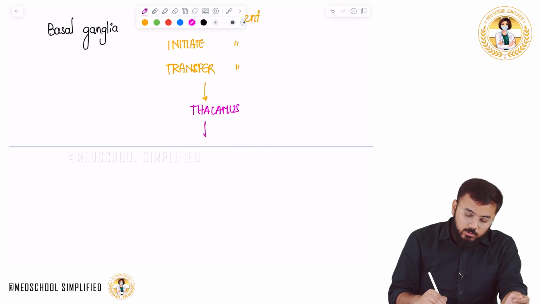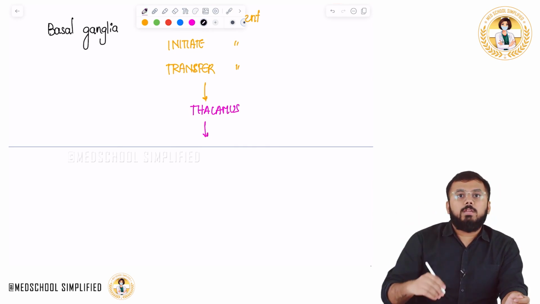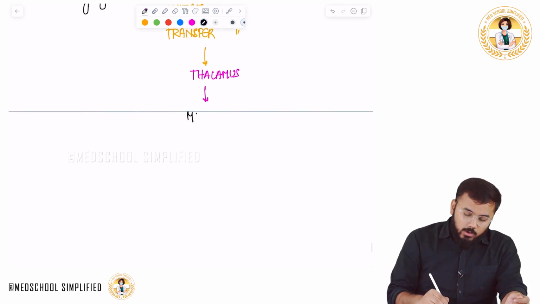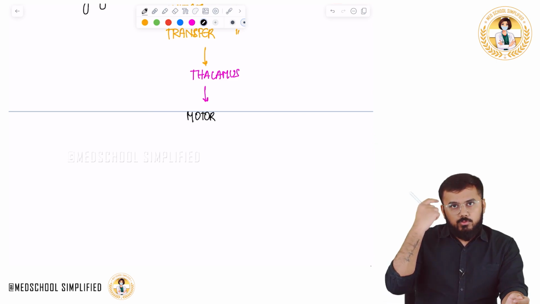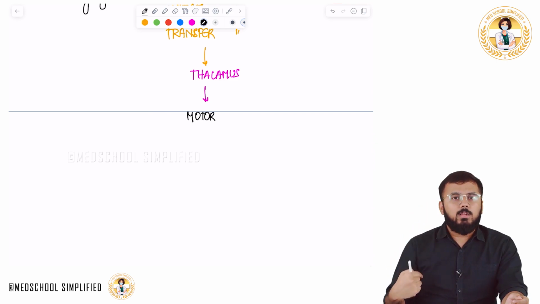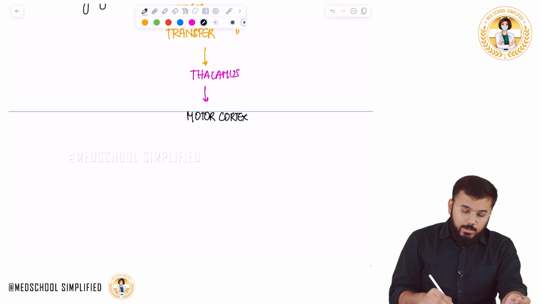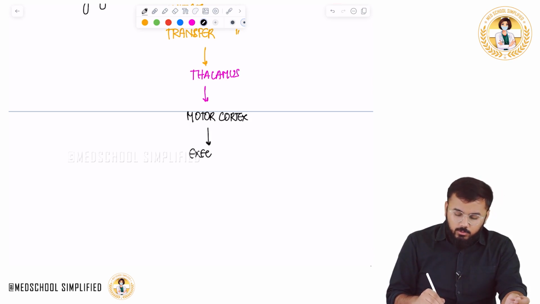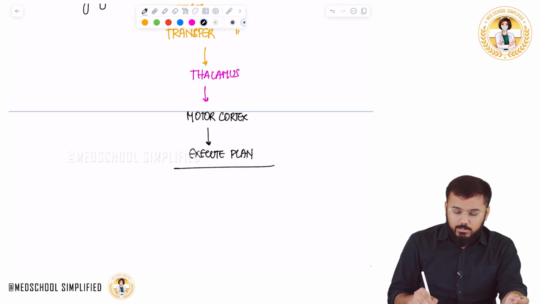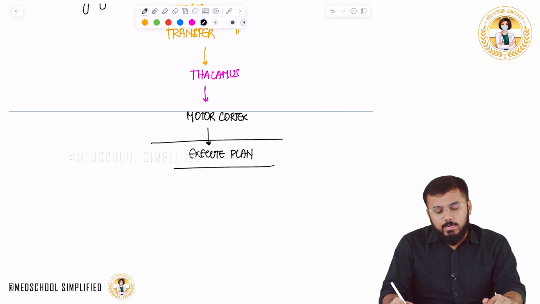And what will thalamus do? Thalamus will transfer to the motor cortex, because from the motor cortex only the motor neurons will come down and contract your muscles, right? So motor cortex. And from the motor cortex, what is happening? The motor neurons are coming down and then they will execute the plan or execute the movements. So this is what is happening at the end.